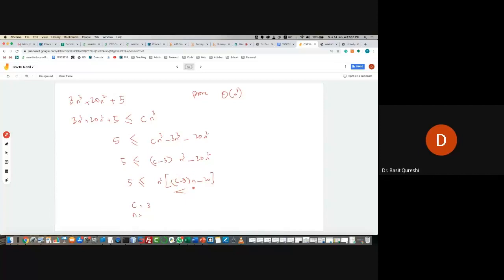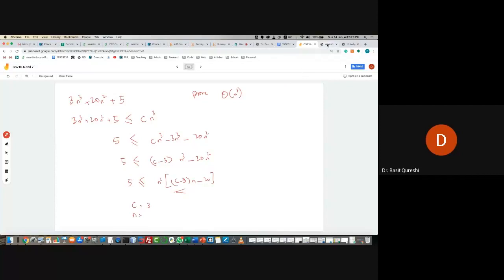So the n would be 0 as well: 3 minus 3 is 0, and 0 times n is 0. So all of this becomes 0, minus 20. We said before that we don't want a negative value because it doesn't work this way. We can change the signs.